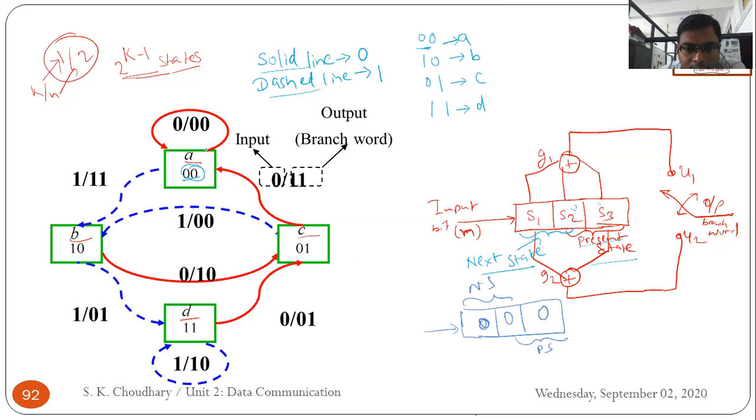So it remains, you can see this red line comes to the same level. It would be in a circle and it would return to the same level 0, 0, because the next state is 0, 0.